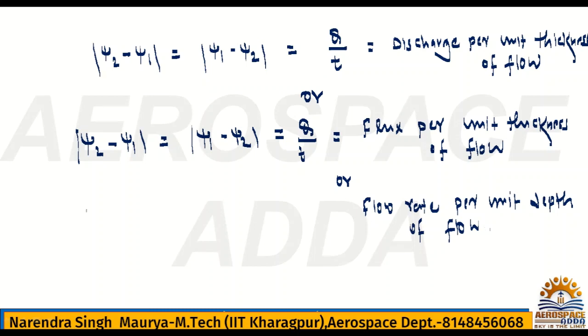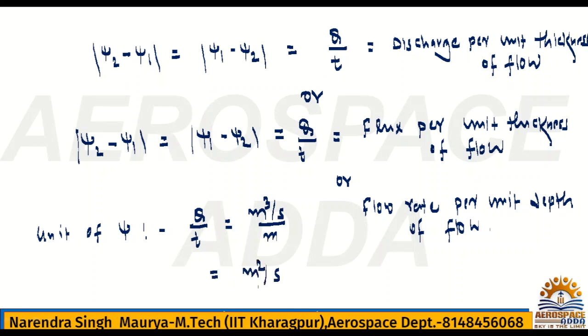What is the unit now? Unit of stream function. It is discharge q by t. What is the discharge unit? It is volume flow rate, meter cube per second, divided by thickness, which is meter. It is nothing but meter square per second. That you need to remember. This is the unit of psi. Okay. This is very important.